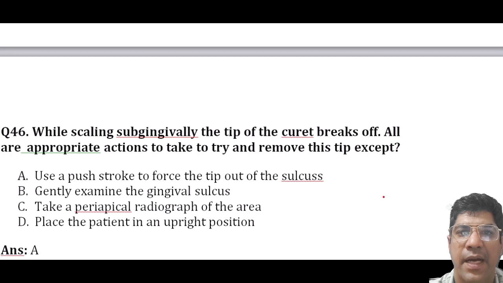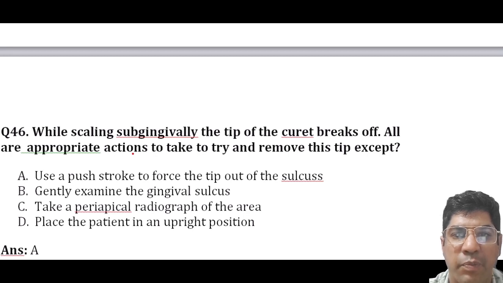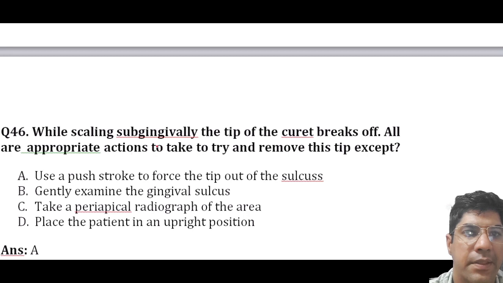While scaling subgingivally, the tip of the curette breaks down. All of the following actions are taken to try and remove this tip except... The answer is use of a push stroke to force the tip out of the sulcus. Pushing the tip further into the sulcus can complicate the situation, so it is not recommended to use force to push the fragment deeper.